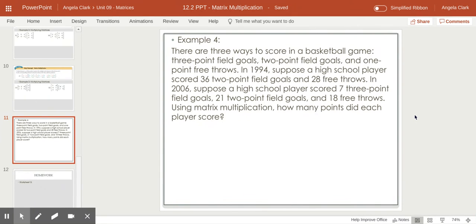All right, let's do this. Multiplying matrices word problem. So there are 3 ways to score in a basketball game. You have a 3-point shot, 2-point shot, and 1 point for free throw.